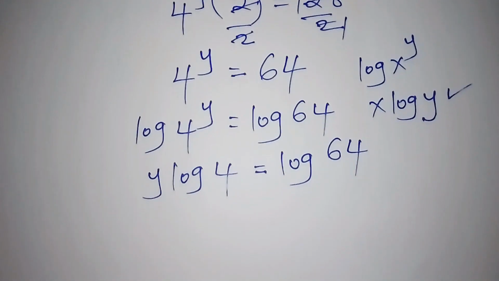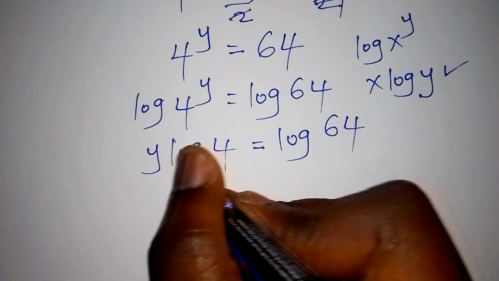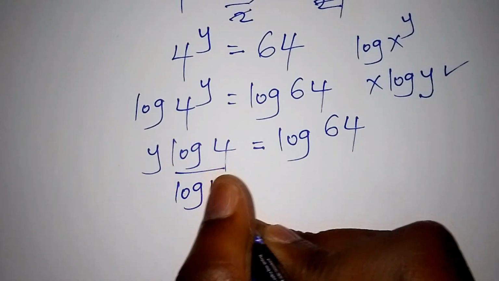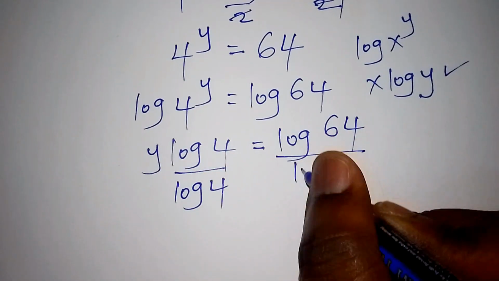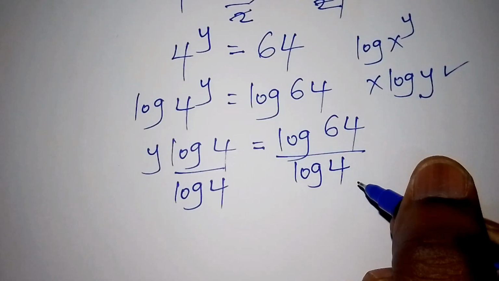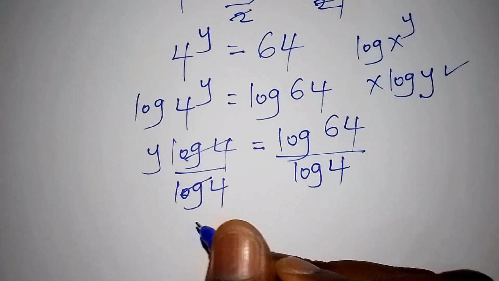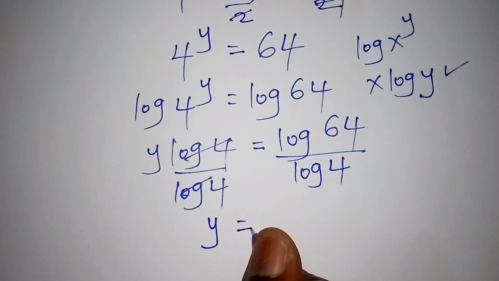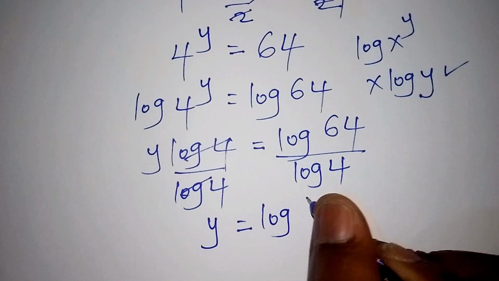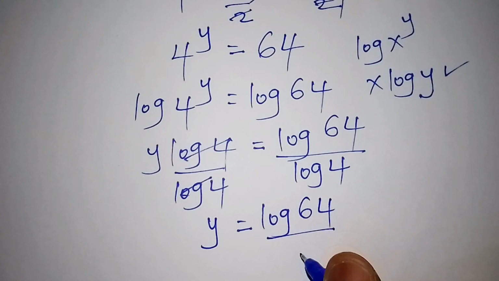From there, the next step, we shall divide both sides by the log of 4. So here the log of 4, this side also we shall divide by the log of 4. So log 4 and log 4 shall cancel. So now our value for y is equal to the log of 64 all over the log of 4.